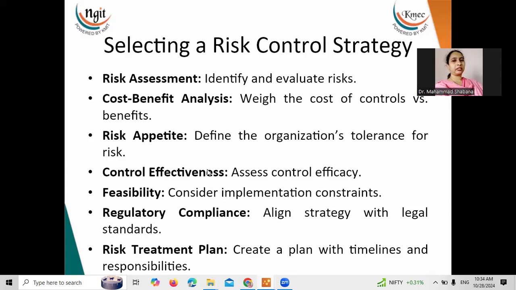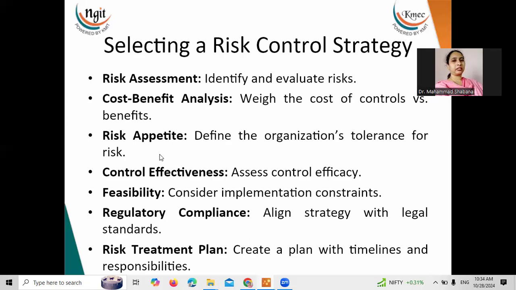Selecting a risk control strategy. Now, how do we choose the right strategy? Selecting a risk control strategy involves several steps. Risk assessment: first, you need to identify and evaluate the risk. Cost-benefit analysis: weigh the cost of controls versus benefits. Risk appetite: define the organization's tolerance for risk. Control effectiveness: assess how well each control reduces the risk.